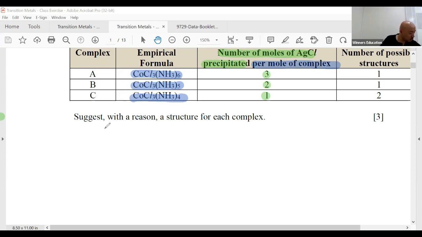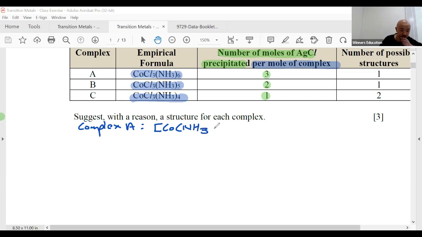If you allow me, let me just quickly write it out. I'll just call it complex A. Immediately, how does the complex look like? What they give you is like an empirical formula. They condense everything together. So based on the green color information, I think it should look like this. So the cobalt 3+ ion.